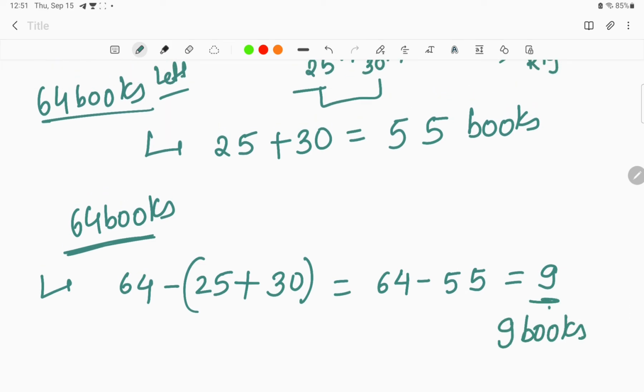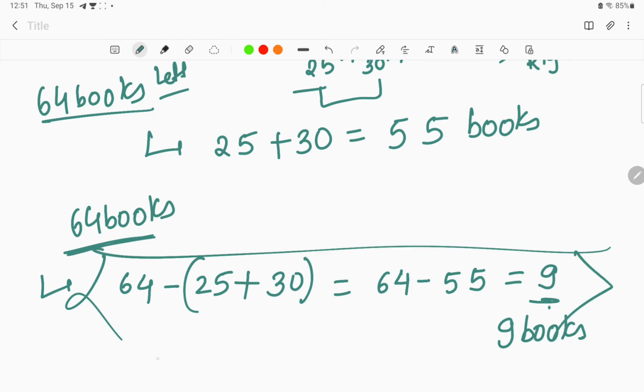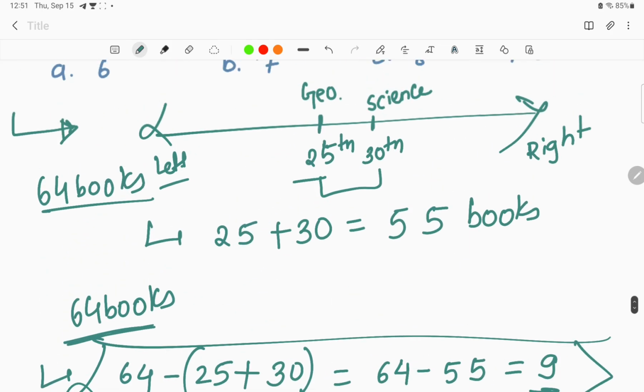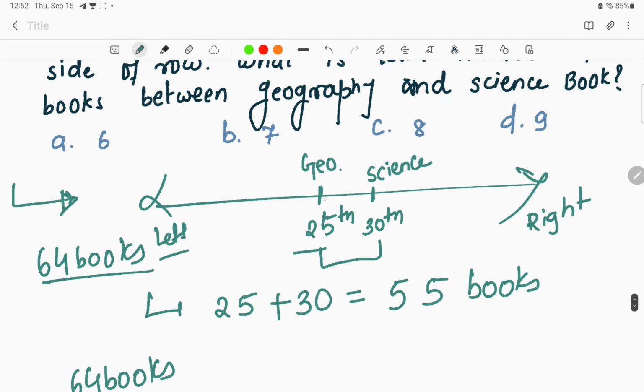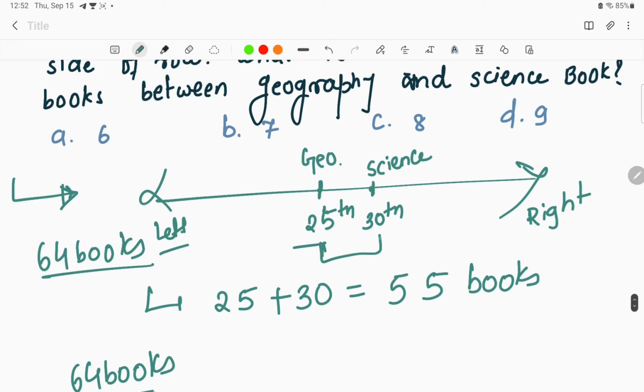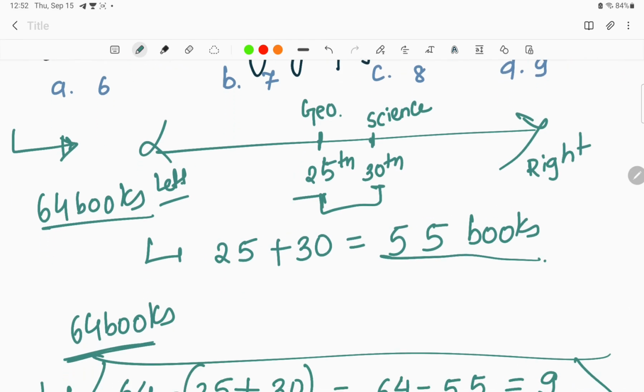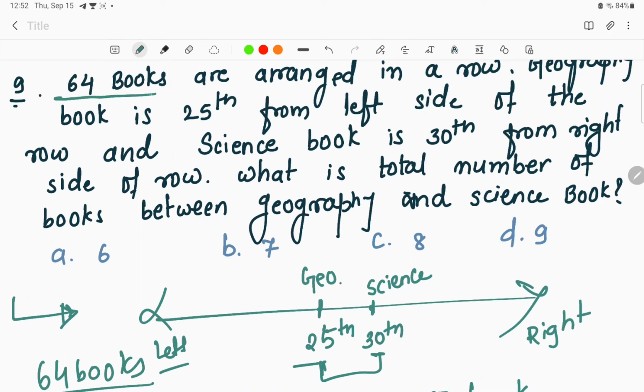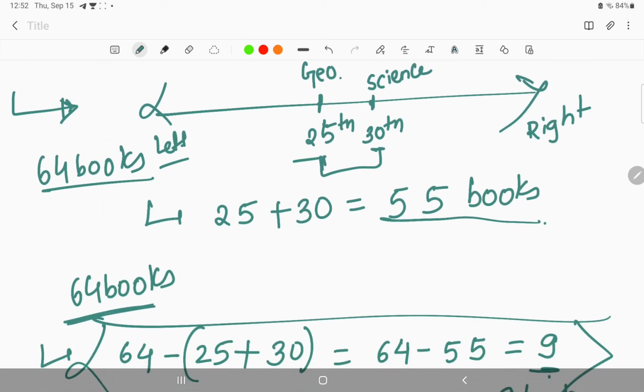How have we found this? This may create a doubt in your mind. What we have seen here is geography is at the 25th position, science is at the 30th position. Whenever we add both positions, we get 55 books. So 55 books are less than the given number of books. As we know, there are a total of 64 books and here we are getting 55 books.